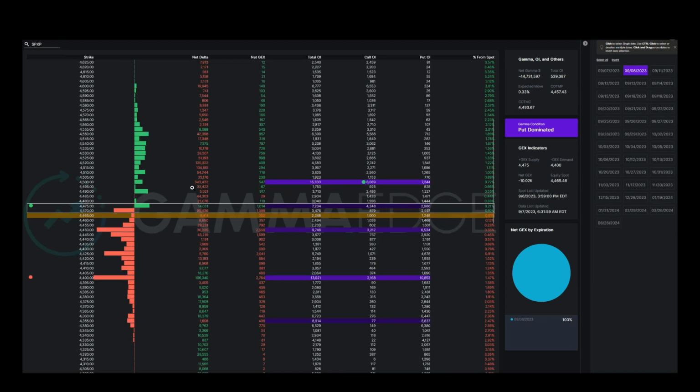+1 DTE into Friday expiry. We denote we have a decent amount of expiry. Again, we are put dominated above and below spot price, but we denote the in-the-money calls still below us at 4,400. We have a significant amount of puts above us. Again, that will dampen the upward movement, most likely up to that 4,500 level.